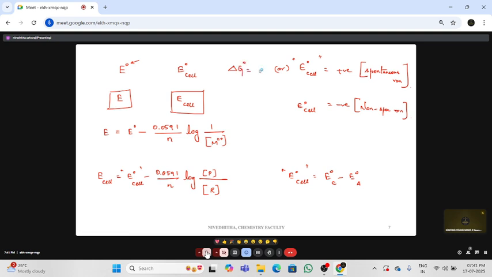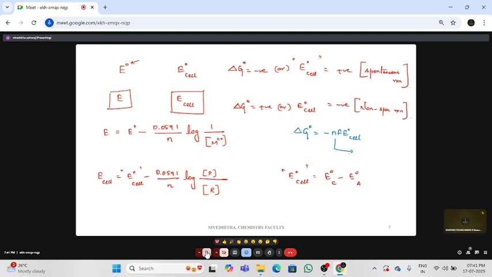What should be the sign of delta G naught for spontaneous reaction? It is just the opposite of, very good, it is negative. And for non-spontaneous reaction, delta G has to be positive. And there was a relationship between delta G naught and E naught cell. Do you remember that? Delta G naught is equal to minus N F E naught cell.